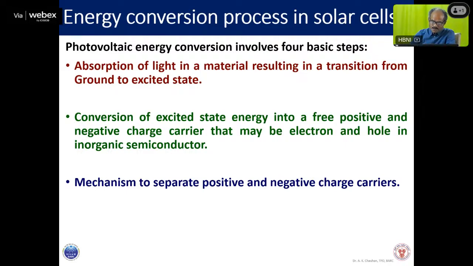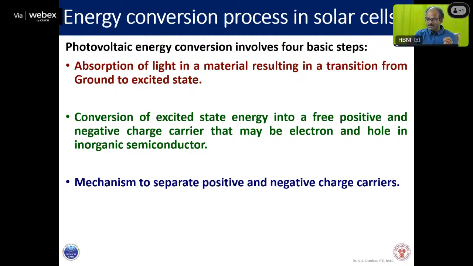Then there should be a mechanism to separate these positive and negative charge carriers. First, when light is absorbed, electron and hole pairs are generated. They are bound initially, so they have to be separated. Let us consider the electron and hole pair are now separated, but they will remain at the same place. If you keep them, after the carrier lifetime, they will recombine. So before they recombine, we have to separate them.